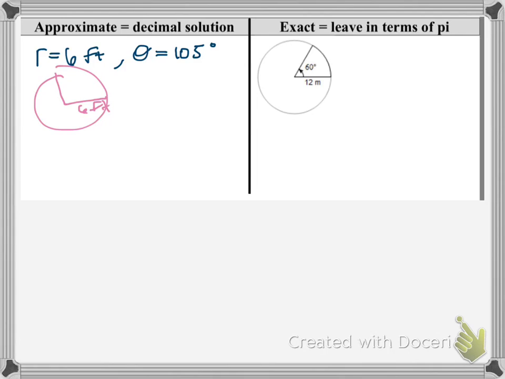feet, and our angle that we're dealing with is 105 degrees, excuse me, 105 degrees. Okay, now I want to find the area of that sector. So 105 over 360 times pi r squared. R is 6.